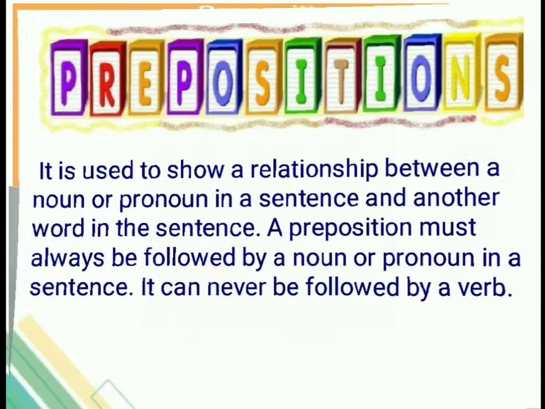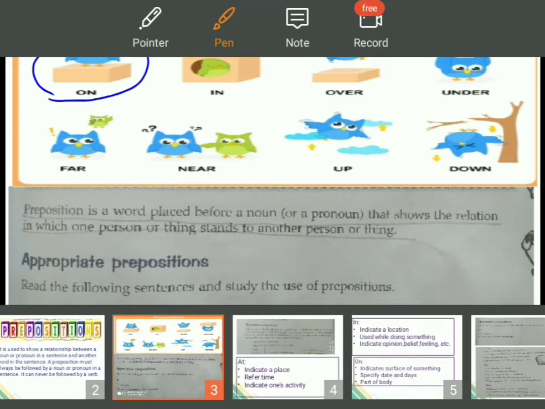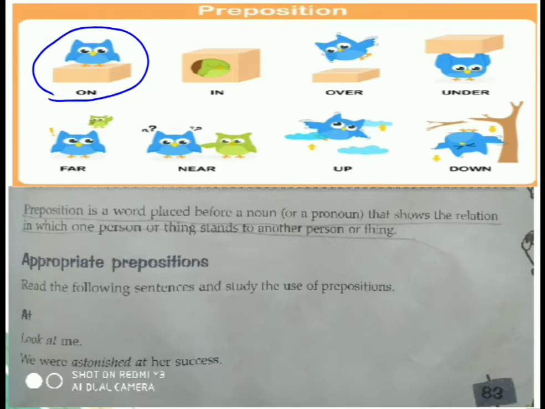Now let's see what the textbook says. You can see the box over here. There is a box, and above that box the owl is sitting, right? So it's on. Inside, over, under, far, near, up, down. See, these are the examples of prepositions.